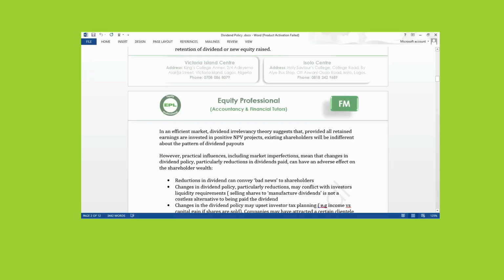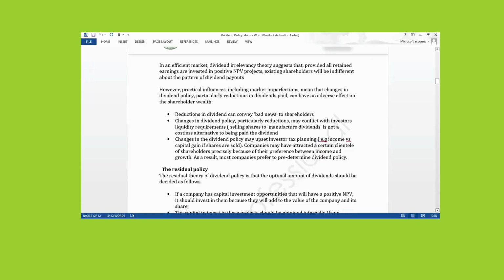What other things? The major problem with M&M is from its assumption.